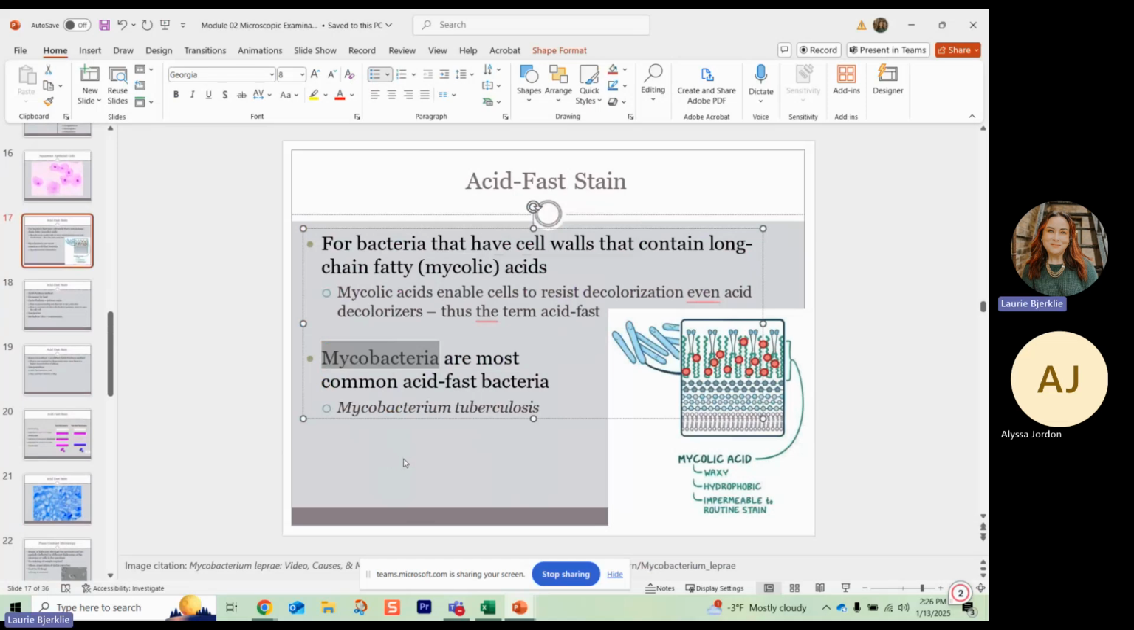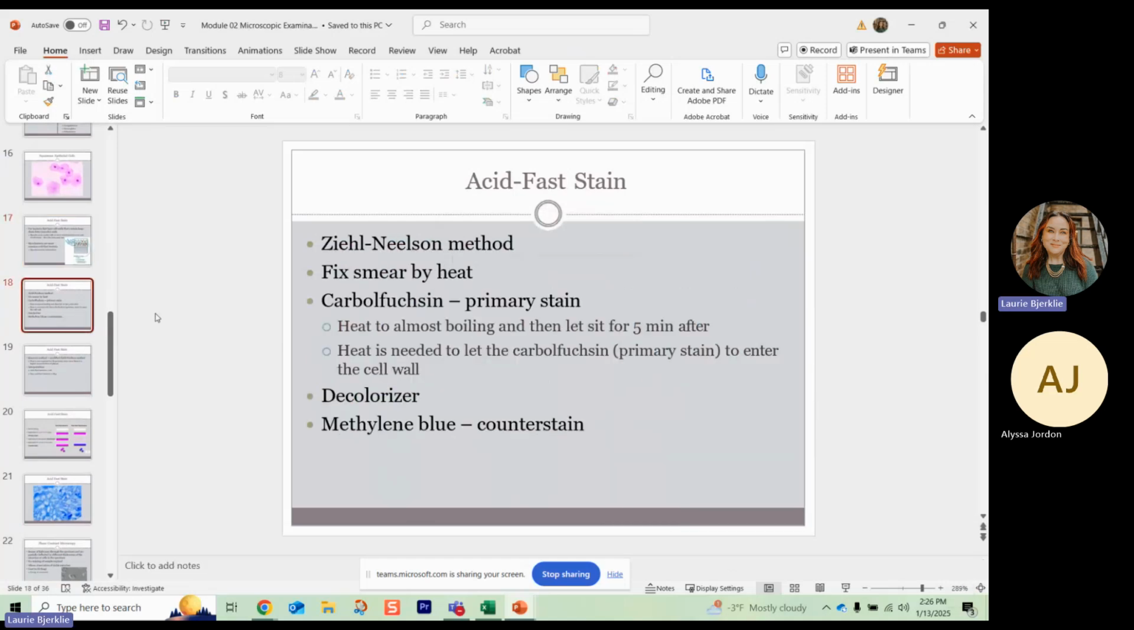All right, so again, acid-fast stain to target mycolic acids. The reason it's called acid-fast is that these mycolic acids are able to resist an acid decolorizer. So the decolorizer that's used in the staining process is an acid decolorizer, and they can resist it. They don't get decolorized with it, so that's why they're acid-fast. That's that name.